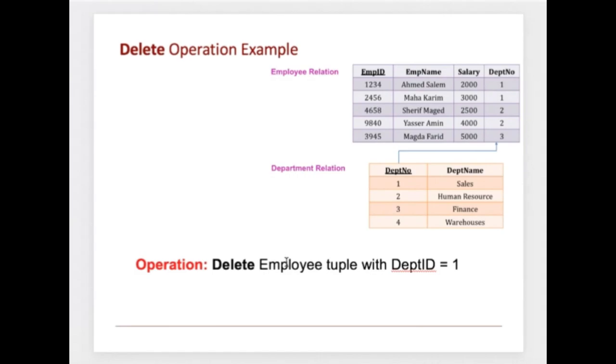Now we are trying to delete from employee table the tuples where department ID is 1. The first table is employee table, and we are deleting the tuples with department ID 1. Yani, the first two tuples we want to delete. Is this allowed or not?